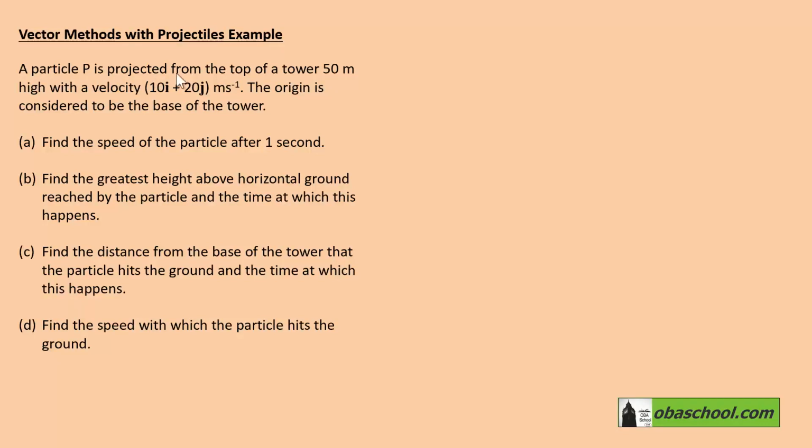A particle P is projected from the top of a tower 50 meters high with a velocity of 10i + 20j meters per second. The origin is considered to be the base of the tower. Find the speed of the particle after 1 second.